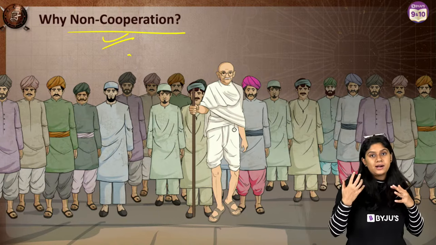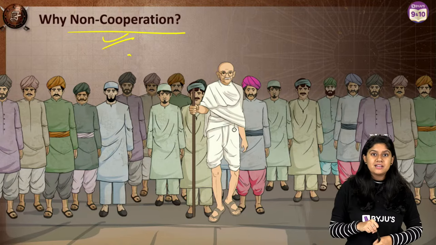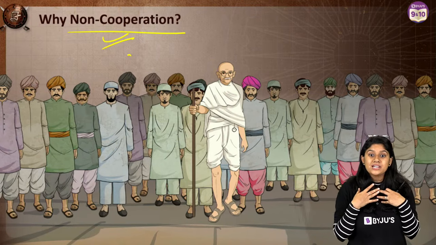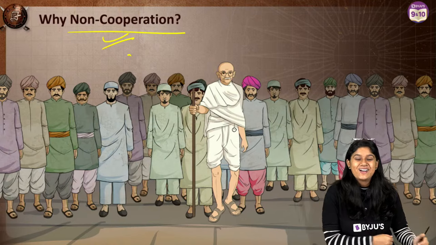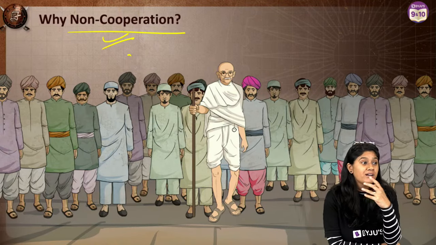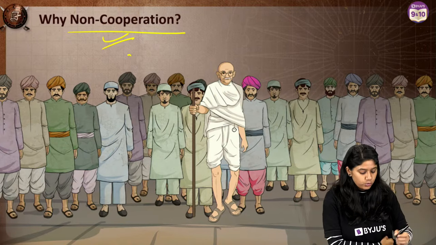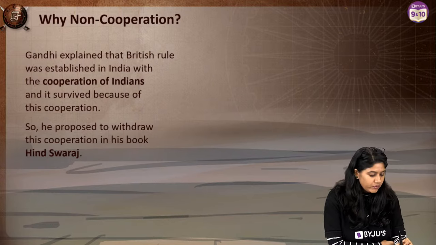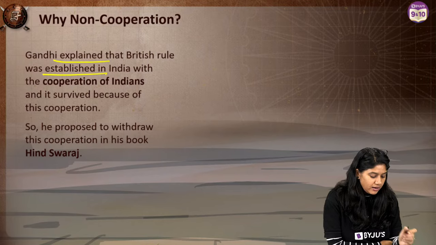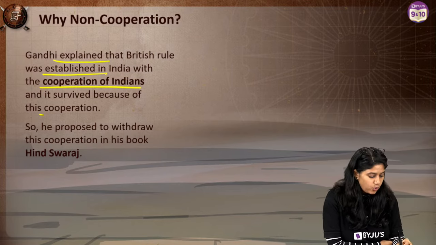Not cooperating, so Gandhiji said that the Britishers can leave our country and we can gain our independence if we don't cooperate with them, right? Because we are the ones who are actually helping the Britishers in different segments. So, what he did, he said that we will not cooperate. He explained that the Britisher rule was established in India with the cooperation of Indians only. And they have survived because of the cooperation.